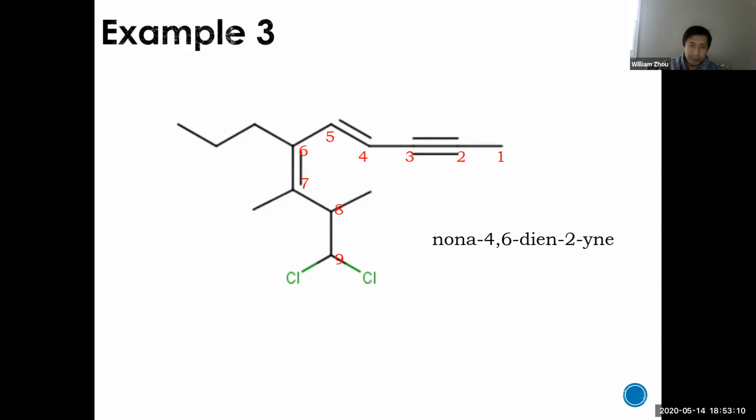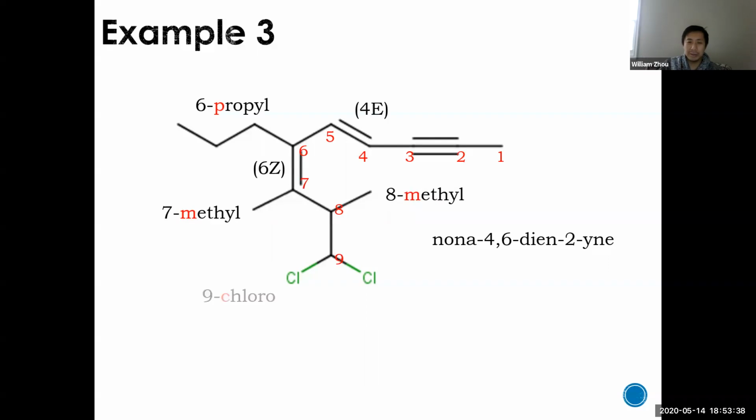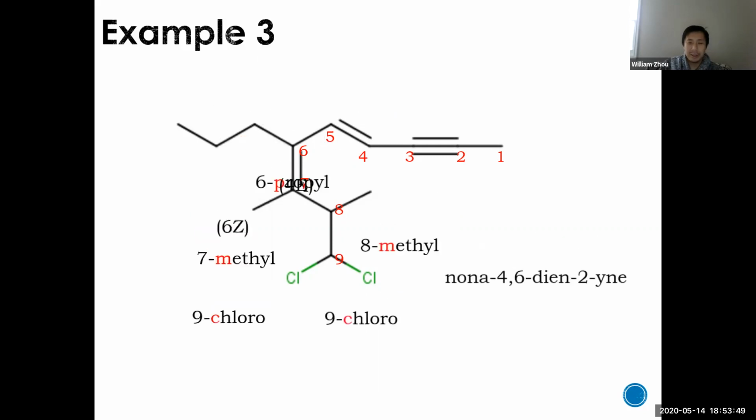Okay, after the parent, you have to figure out EZ. For carbon 4, this is E. Okay, they're on opposite sides. It's really easy to see that one points to the right, one points to the left. On carbon 6, they're on the same side. They both point to the right. So it's 4E,6Z. And then finally, you can name the branches. That would be a 6-propyl. That would be a 7-methyl. That would be 8-methyl, 9-chloro, 9-chloro. Now you have all of this, putting them together alphabetically, C before M before P. And there you have it.